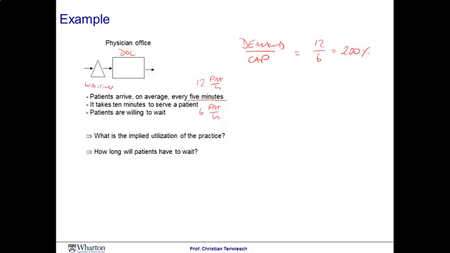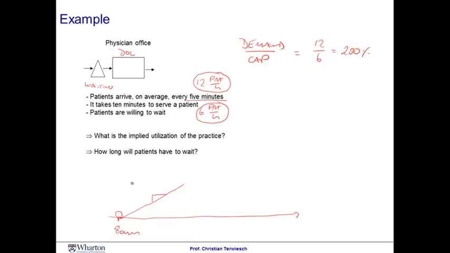To see how long patients have to wait, let's just do the following thought experiment. Let's just look at a day in the life of the doctor and start early morning, say at 8 a.m. when the practice opens. The first patient who comes into the practice probably will not have to wait and gets served immediately. However, as the day unfolds, things get worse because we have 12 patients per hour come into the practice and 6 patients per hour being served. What happens is we have an accumulation of waiting patients. Inventory.